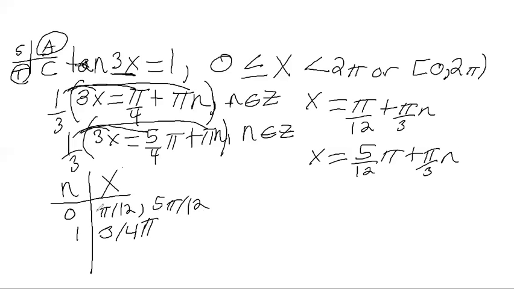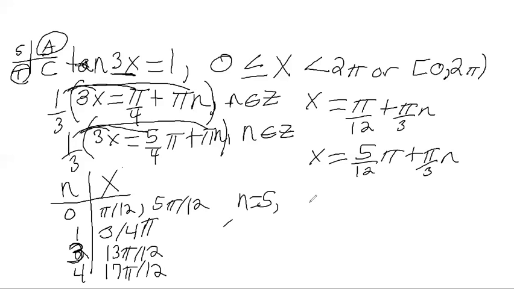So what winds up happening is you plug in 2 for n, you get, well, 3 pi over 4, but if we do 3, if n is 3, you get 13 pi over 12. If n is 4, you get 17 pi over 12. And if n were to equal 5, x equals 7 pi over 4.